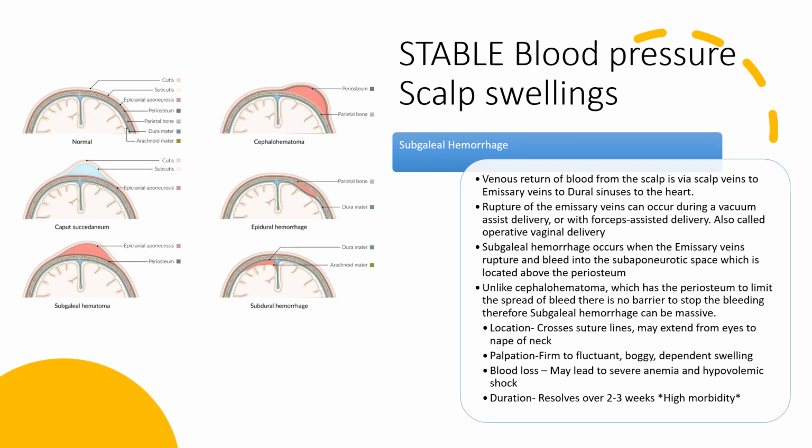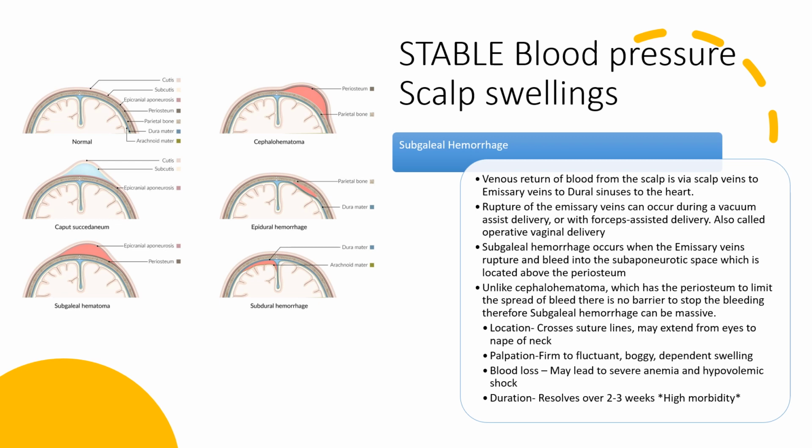Finally, subgaleal hemorrhage. Venous return from the scalp usually goes through the emissary veins to the dural sinuses, then down to the heart. Rupture of the emissary veins can occur during a vacuum-assisted delivery or a forceps-assisted delivery, also called operative vaginal delivery. When those emissary veins rupture and bleed, they bleed into the subaponeurotic space, which is located above the periosteum. Unlike cephalohematoma, which has a periosteum to limit the spread of the bleeding, there's no barrier to stop the bleeding, therefore subgaleal can be massive. Location: across the suture lines, may extend from the eyes to the nape of the neck.